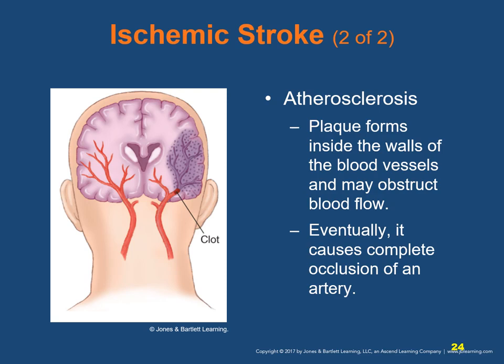Even if the blockage in the carotid artery, for example, is not complete, smaller pieces of the clot may break off and embolize deep into the brain and become lodged in a smaller branch of blood vessel, blocking blood flow and thus oxygen supply. And that's what I was just talking about briefly at the end of the previous slide.